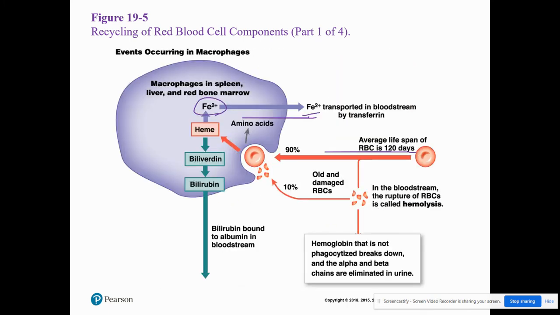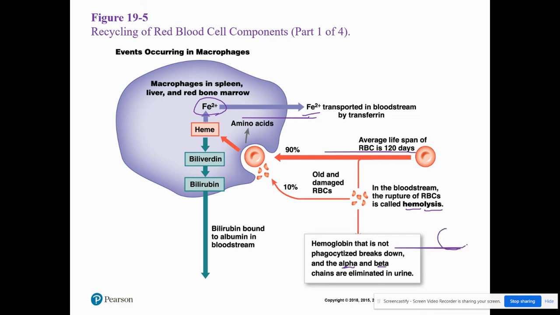All right, when it's not broken down by phagocytosis, so the other 10%, these guys will get taken in if they got ruptured during the process of going through your body in the bloodstream. And that's not atypical, but hemolysis is what it's called. Right. And then they'll eliminate those alpha and beta chains that I was talking about earlier in the urine.